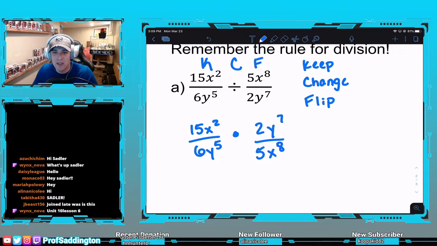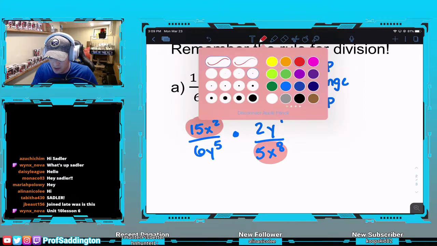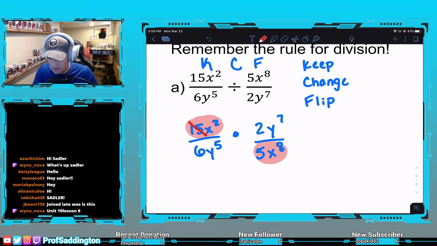Something that we did not talk about is cross-reducing. So you can look at numbers that are across from each other based on the corners and see if anything can be reduced down. So I'm going to look at this 15x squared and this 5x to the 8th and just see if I can simplify that down in any shape, way, or form. In this case, we can divide both of those by 5. So if we do 15 divided by 5, that's going to become a 3. And if we do 5 divided by 5, that's just going to cancel out.